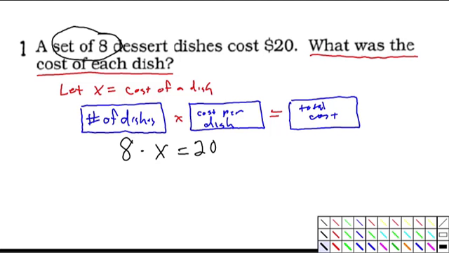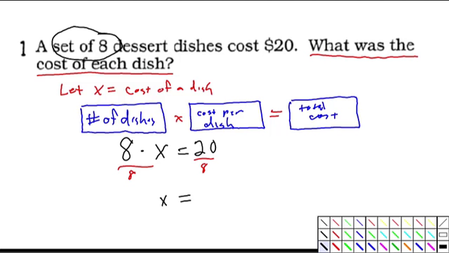So some of you might have just jumped straight to that equation and been good to go, but others might need to break it down a little bit. For me, I always need to break it down, like what's really happening in this problem. All right, and then we can solve this problem. So you should remember, this is just 8 times x, so we're going to divide by 8, and we'll get x is equal to, what is 20 divided by 8?